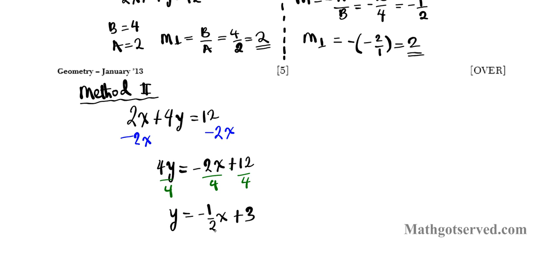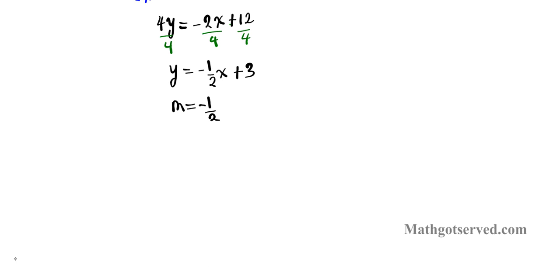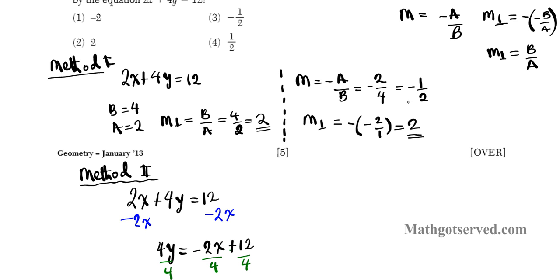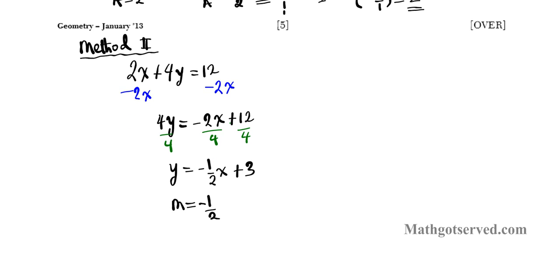Okay? So what does this tell me about the slope of this line? This tells me that the slope of this line is negative 1/2. Okay, like we determined earlier. You see how fast the other method was? We didn't have to do any algebra here. We just plugged in negative a over b and we got negative 1/2 real quick. But this one we actually had to do a lot of work.